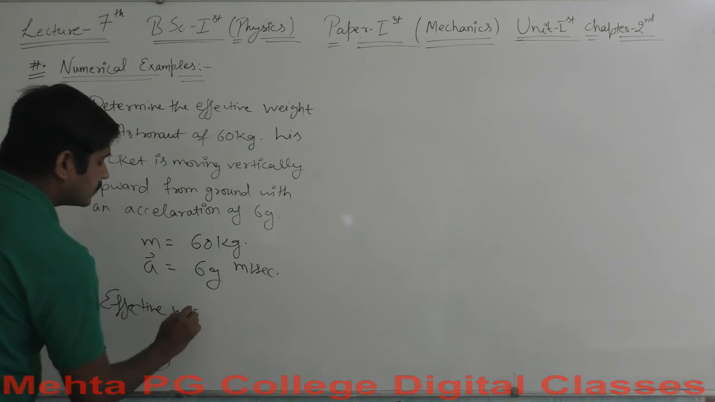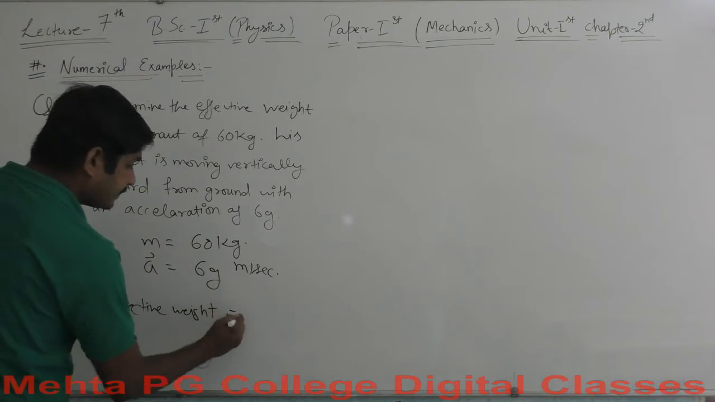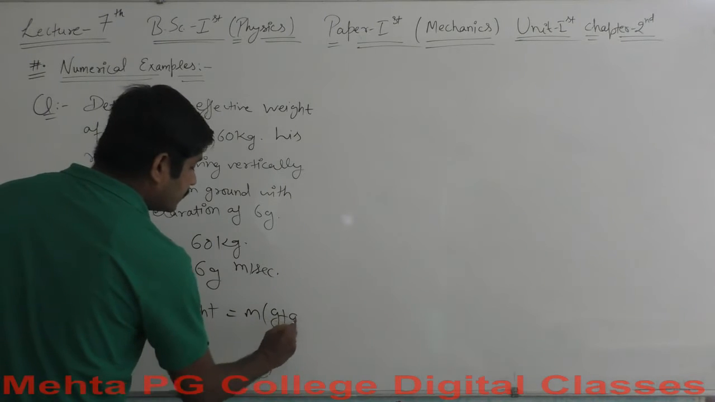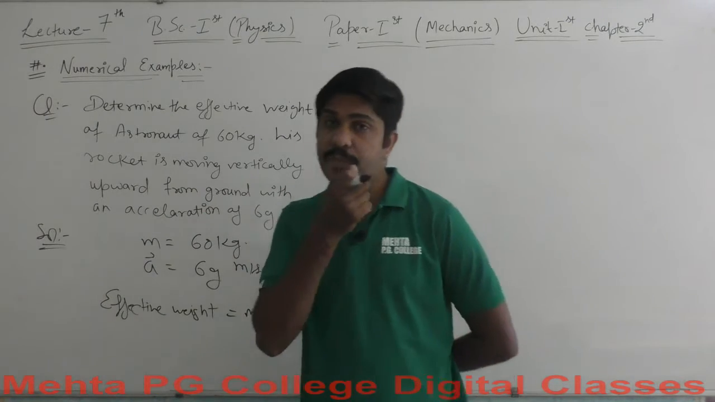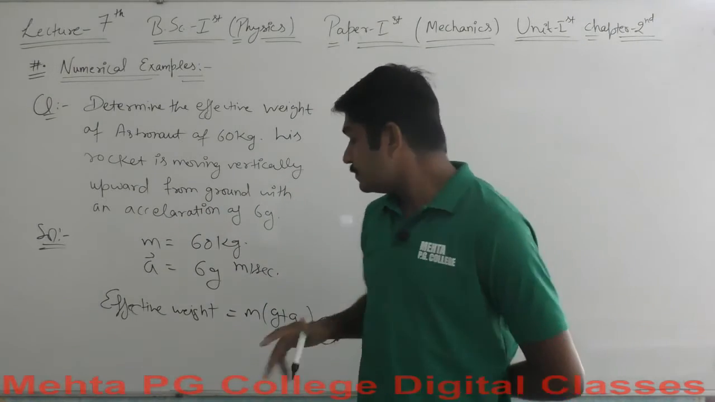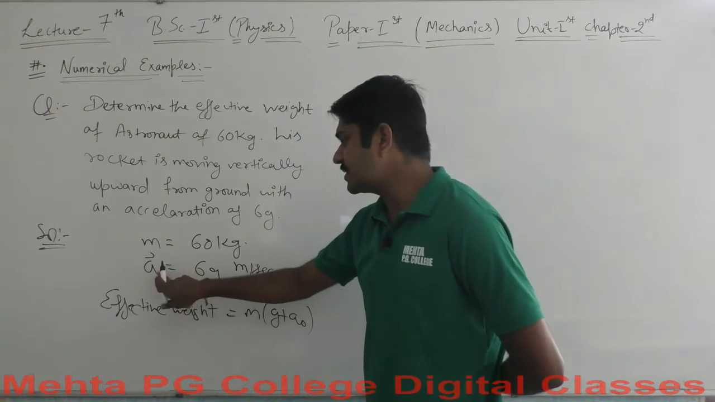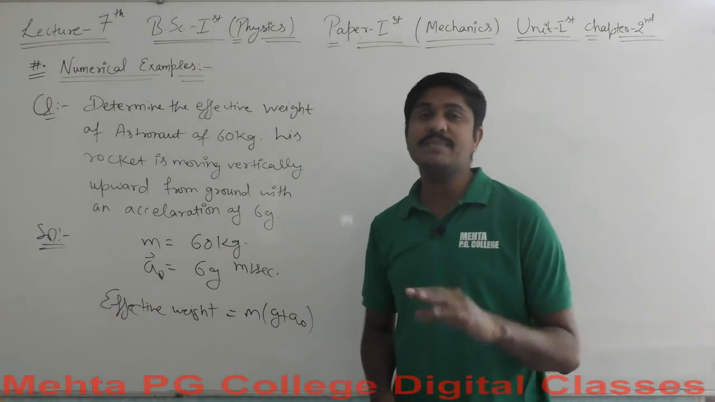Effective weight will be equal to m into (g plus a naught). So what did we use here? We just use the concept of, here a naught is the acceleration, and g is the gravitational acceleration. So we got the concept of effective weight by applying the pseudo forces.